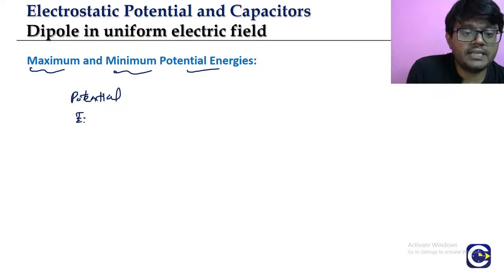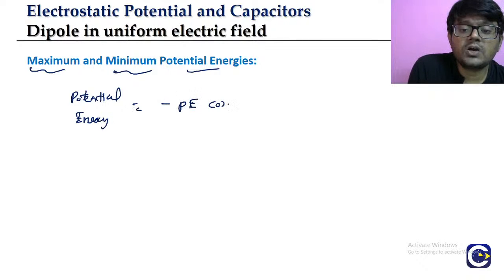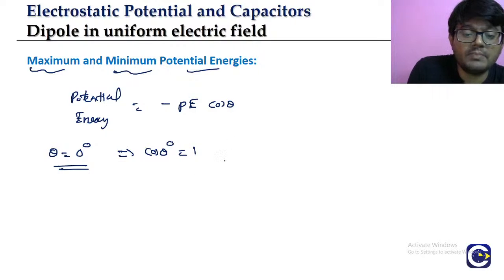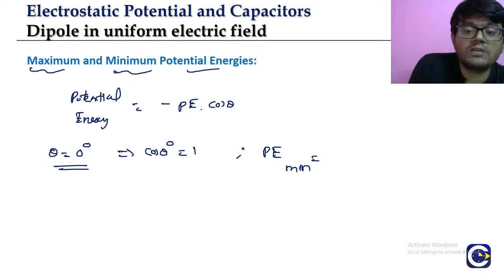Potential energy formula என்னது, minus p cos theta. இப்போ பாருங்க, when theta is equal to 0, cos theta is equal to 1. அப்ப என்ன தெரியுமா, the potential energy will be minimum. So அதோட வேல்யூ என்ன வரும், cos thetaக்கு பதில் நம்ம 1 substitute பண்ணோம், அவ்வளவுதான்.